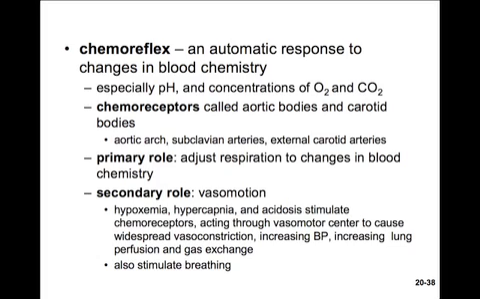However, one doesn't come without the other, so it has a secondary role in vasomotion. In the event of hypoxemia or hypercapnia or acidosis, the chemoreceptors will be stimulated. They'll act through the vasomotor center and cause widespread vasoconstriction. This will increase blood pressure and increase lung perfusion and gas exchange.